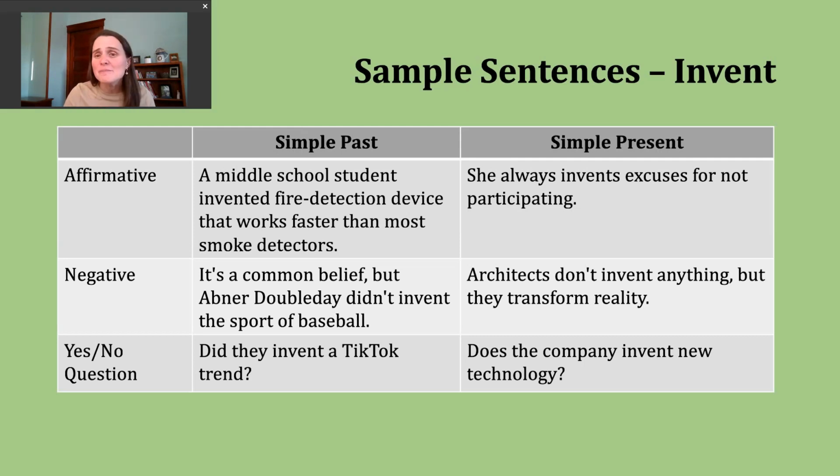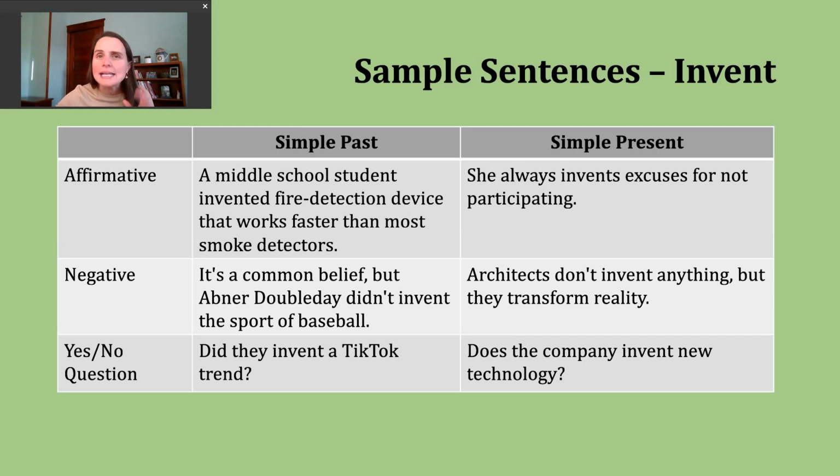Okay? So here, maybe we're talking about somebody who always seems to be making something up so that she does not have to participate in a particular activity. Maybe it's a class, who knows? Okay? But let's move on and talk about making negative simple present sentences.